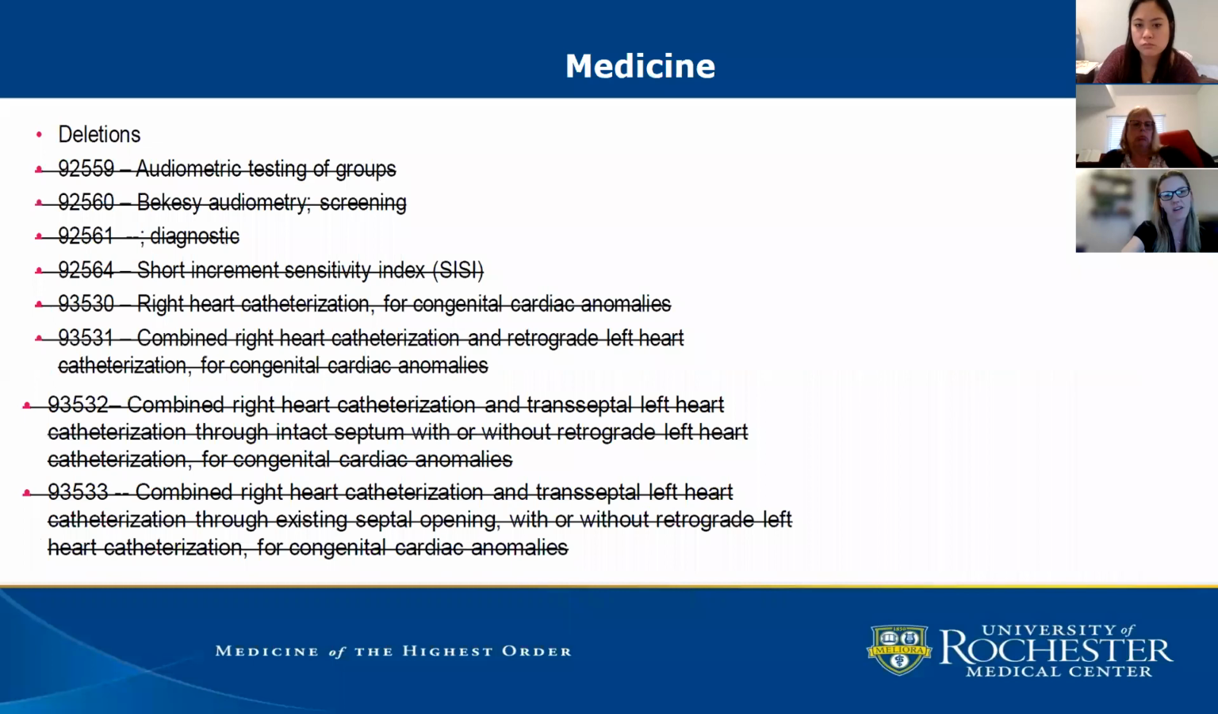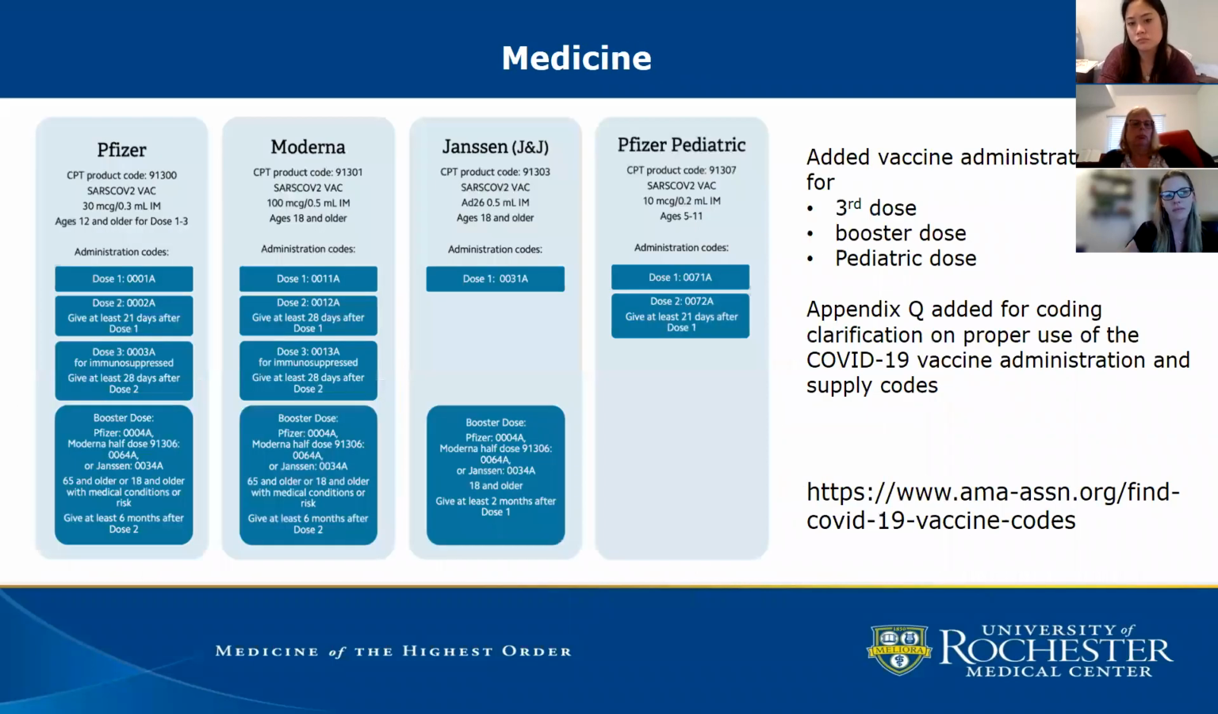First couple of slides are our deleted medicine codes. And so this is a pretty big slide. These are the added vaccine administration codes for COVID-19. It's for the 3rd dose, as well as for the booster dose and the pediatric dose. It's also broken out by the manufacturer. So you've got your Pfizer, your Moderna, J&J, and then Pfizer pediatric.